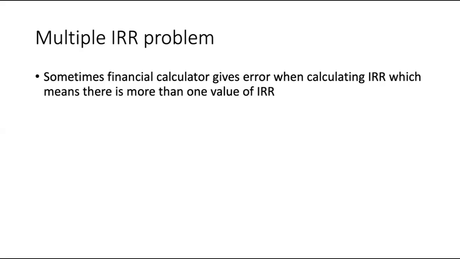Now, when we're using IRR as our indicator for decision making, we encounter a problem which is called the multiple IRR problem. What happens is that sometimes the financial calculator gives an error when we are calculating IRR, which means that there is more than one value of IRR and we don't know which one to use. So to remedy this, we calculate the MIRR, which is the modified internal rate of return.